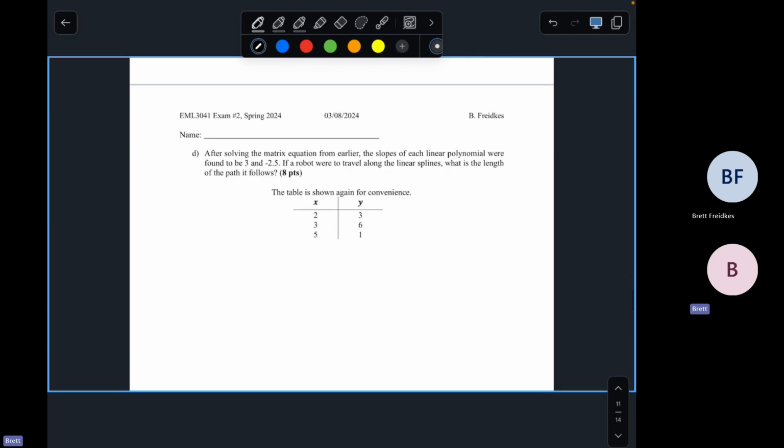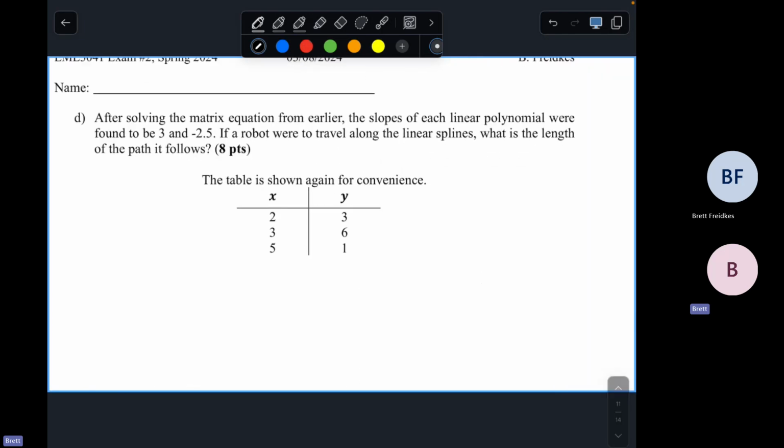Okay, last part. After solving the matrix equation from earlier, the slopes of each linear polynomial were found to be 3 and negative 2.5. If a robot were to travel along the splines, what's the length of the path it follows?